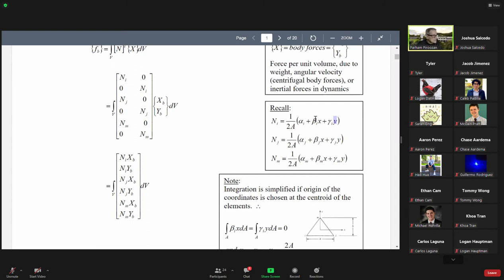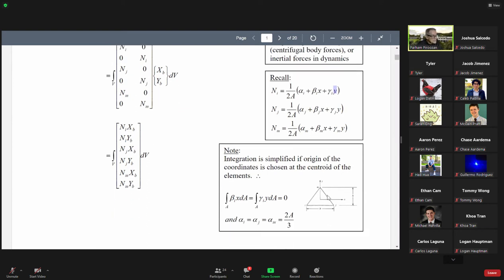It is easier if we put our coordinate system at the centroid of this element. So this is one of these triangular elements, nodes i, j, m. Put this coordinate system at the centroid of this element.